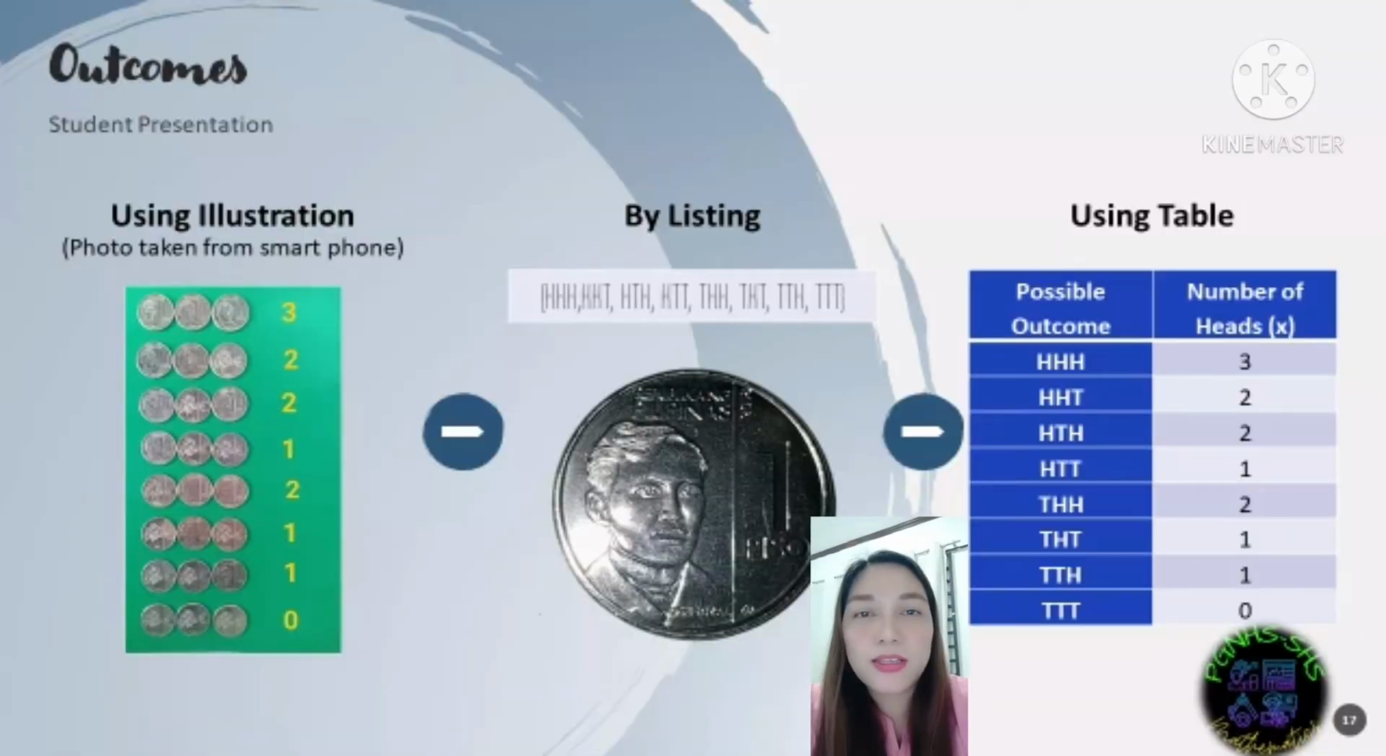Using the method that is most convenient to you, we found out that there are 8 possible outcomes. Getting 3 heads appeared once. Getting 2 heads appeared thrice or 3 times. Getting 1 head appeared 3 times. And getting no head appeared once.